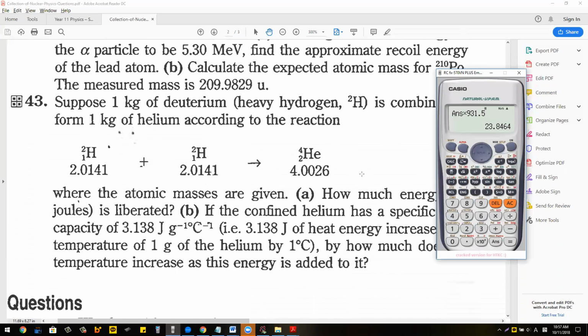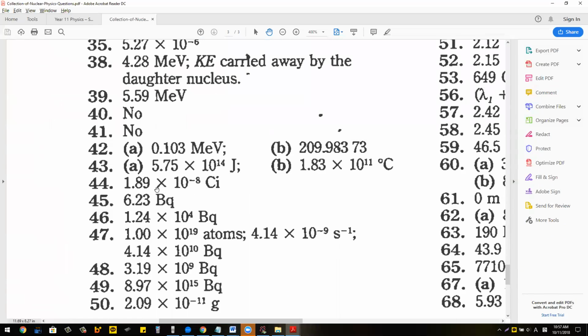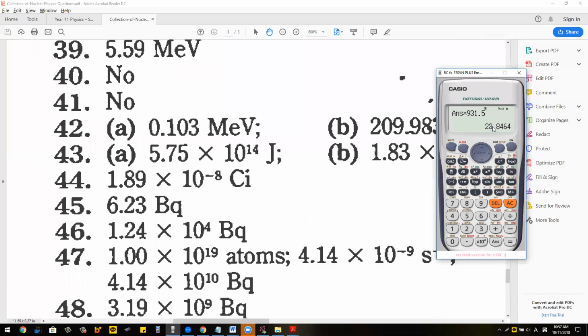Let's have a look. So for A, 43, 5 point blah blah blah. Is that in joules, right? Oh, that's why. Yeah, that's right. So I'm going to divide this by 931.5 again. And this is in U, right? So you times it by 3.0.